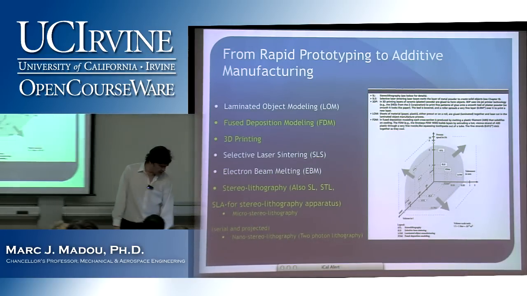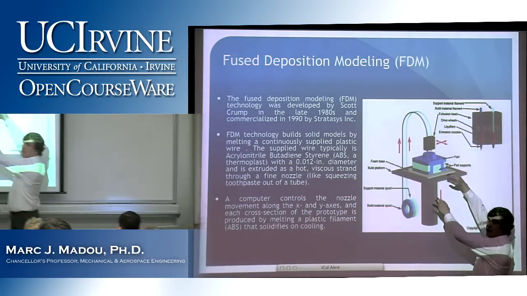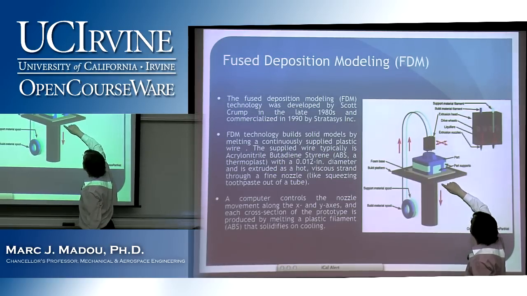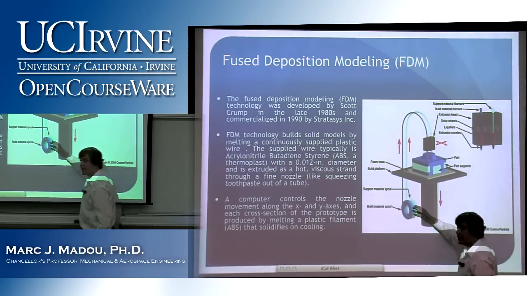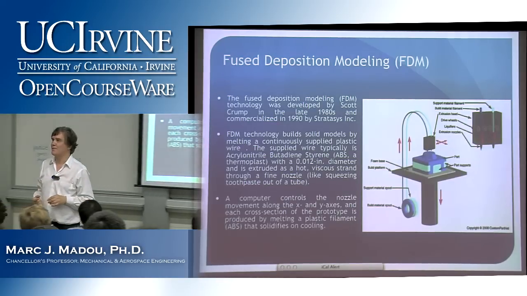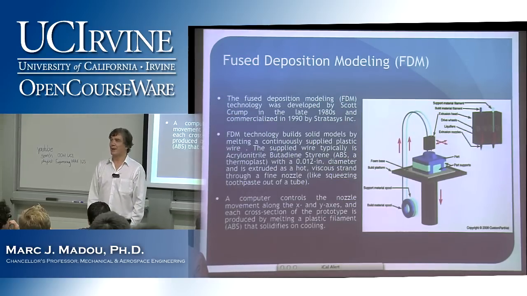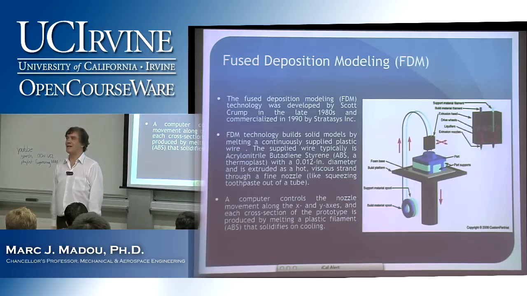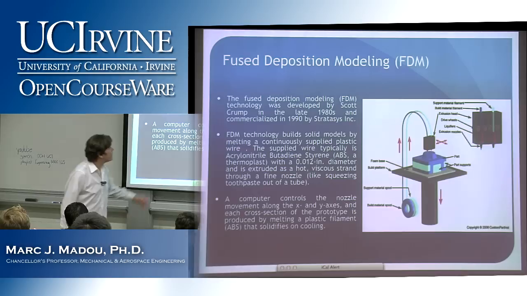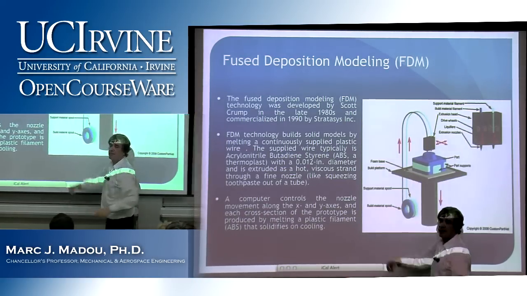So let's start with fused deposition modeling. The XY stage can move this way, it can move this way, it can also move up and down. Now, by the way, when I gave this talk last time, while I was talking I had machines building things. Here we have to do it separately. You're going to go see the machine later.